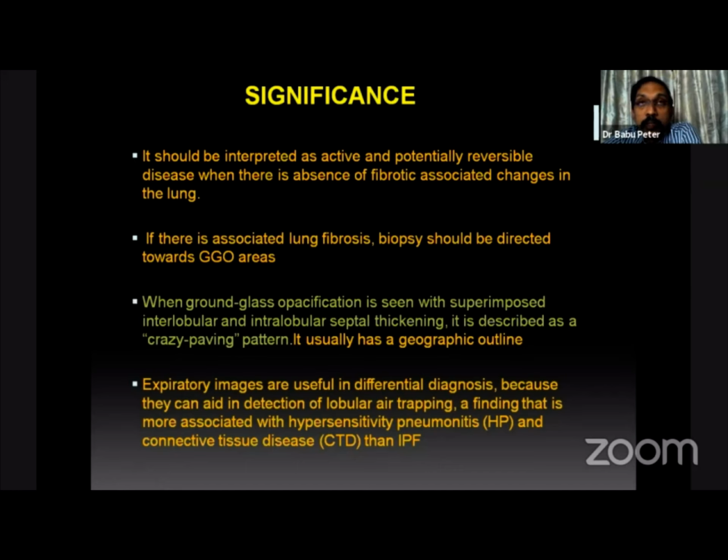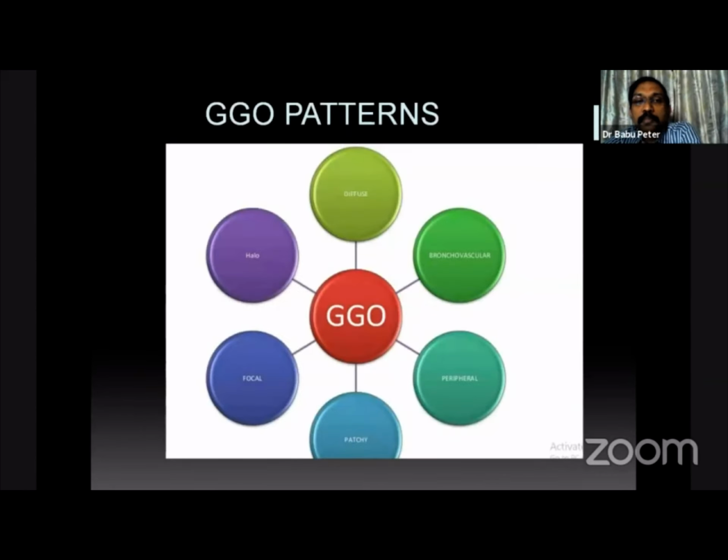Expiratory HRCT images are very useful whenever there is a ground glass opacification for differential diagnosis. Whenever there is lobular air trapping and expiratory air trapping, this is more associated with hypersensitivity pneumonitis than idiopathic pulmonary fibrosis. So, as a protocol, it is advisable to use expiratory HRCT in patients with a usual interstitial pneumonia pattern, IPF, to rule out other causes like hypersensitivity pneumonitis or tissue diseases.